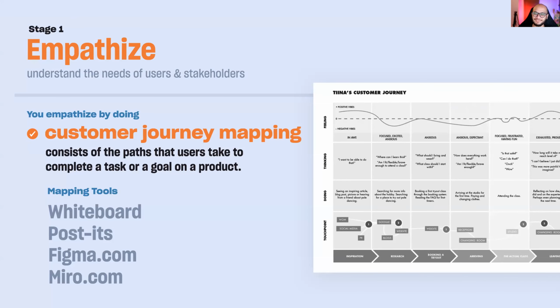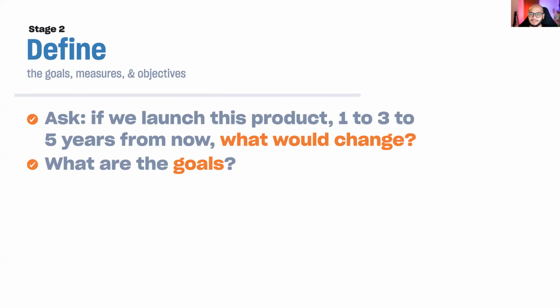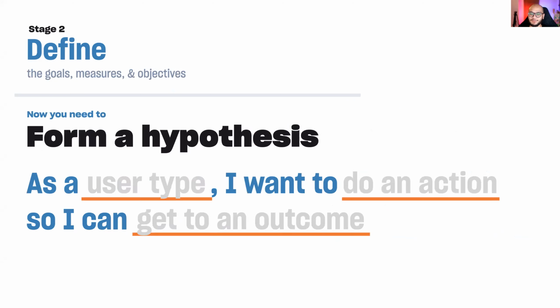Again, there's a ton of tools that you can do this digitally, whether it's Miro.com, Figma, or actual post-its or whiteboards in person. You can do that as well. Defining goals is always important. This is a great way to form a hypothesis. As a user, I want to do an action so I can get to an outcome. So that's your hypothesis. That's what you're trying to prove or disprove with your next steps.